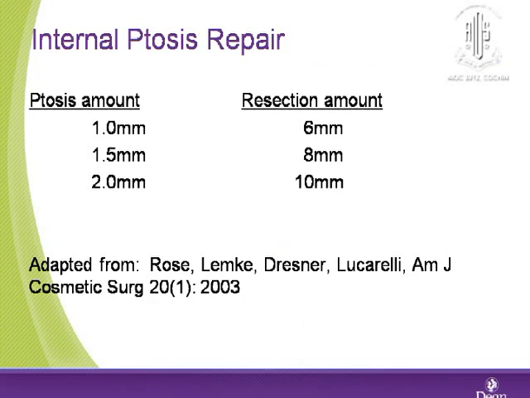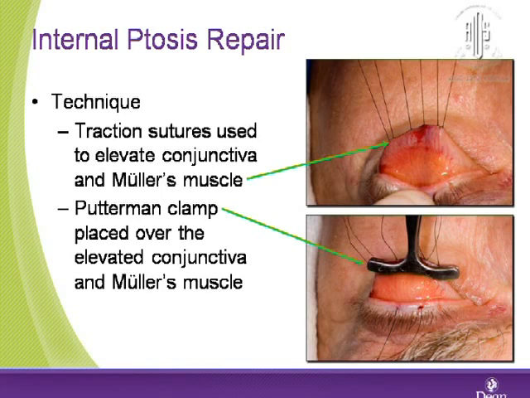As far as the resection amounts, there's a paper in American Journal of Cosmetic Surgery. This is openly available online at ajcsonline.org. In that paper, I actually have resection amounts of 5, 7, and 9 millimeters. I've since revised that to 6, 8, and 10, depending on the ptosis amount to correct. And if you want these and aren't able to jot them down, I can happily give them to you.